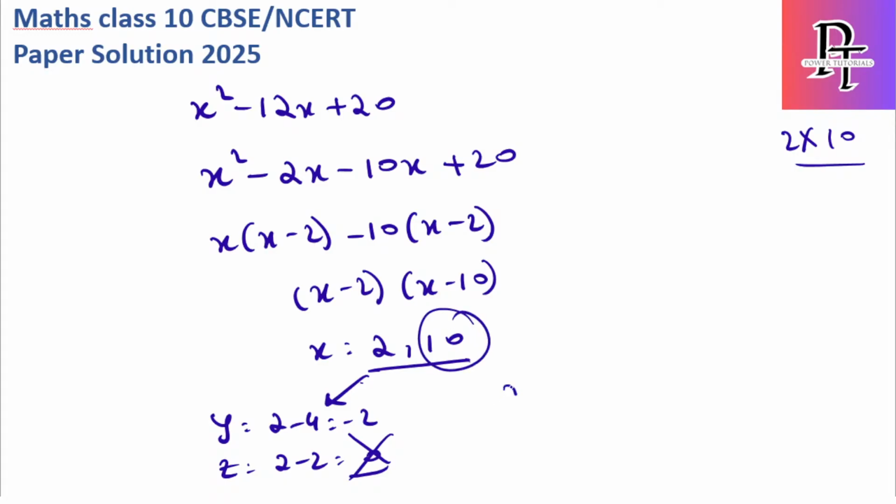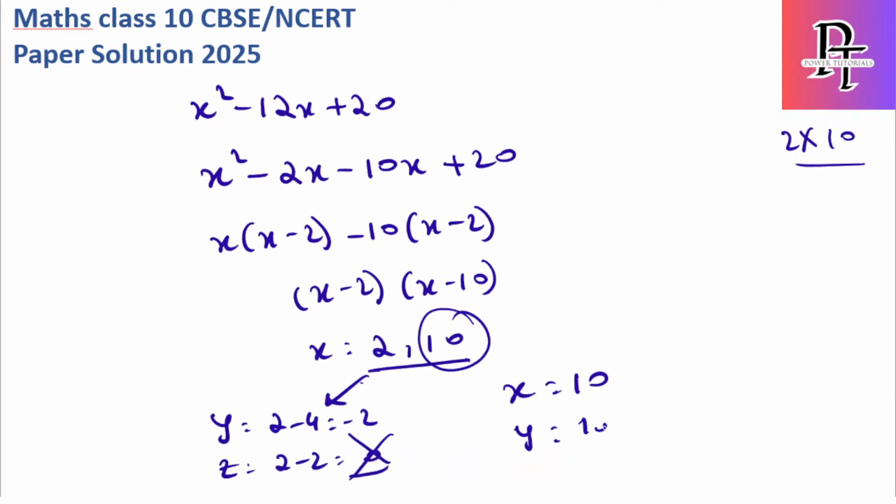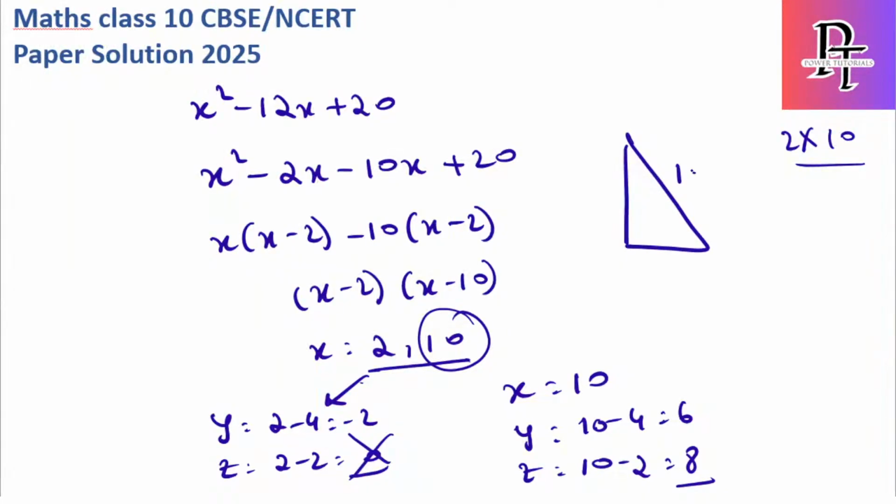So now hypotenuse is 10. The smallest is y, so the smallest is x minus 4. So 10 minus 4 is equal to 6. And the mid value z is 10 minus 2 is equal to 8. So this is a triangle where we have hypotenuse as 10, the smallest is 6, and the middle is 8. Now we have to find area and perimeter for this triangle.